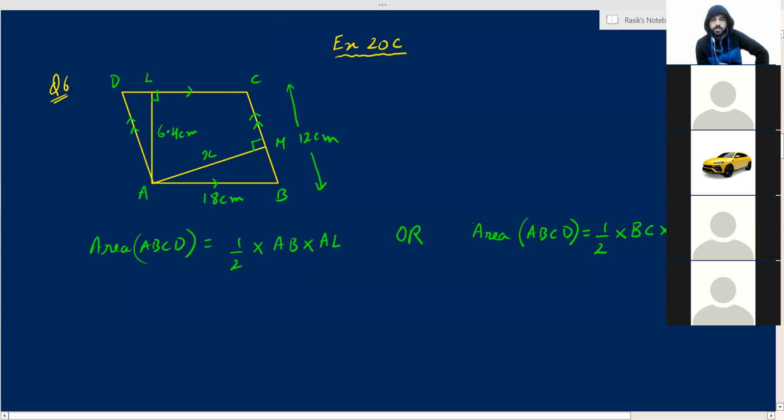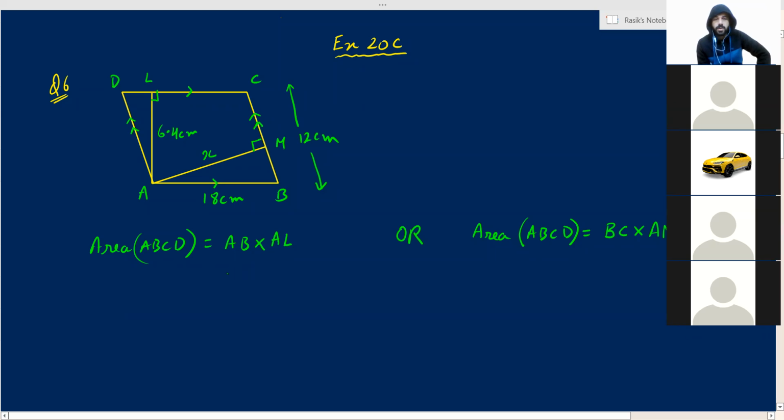Both the things give us the area of parallelogram ABCD. Sorry, not half. Why am I using half here? Really sorry. It is base into height. I was reminded of the area of a triangle. Sorry, students, this is base into height. This is a parallelogram, not a triangle. I'm sorry. Only base into height. So AB into AL and BC into AM. Both the things are giving you the area of the same thing, area of parallelogram ABCD.